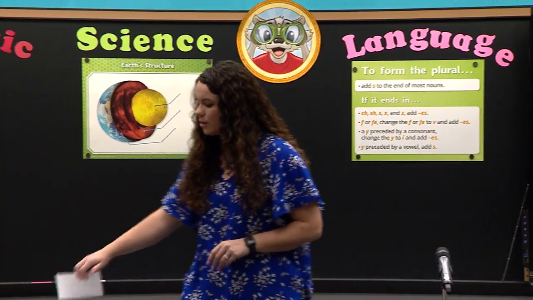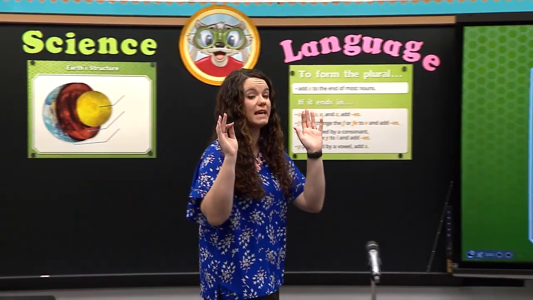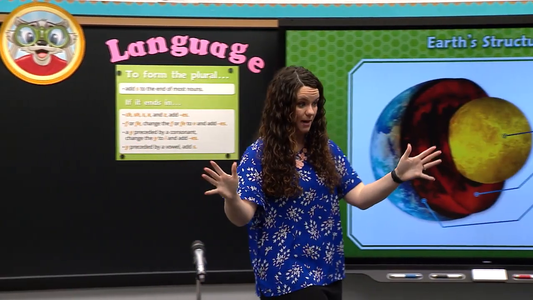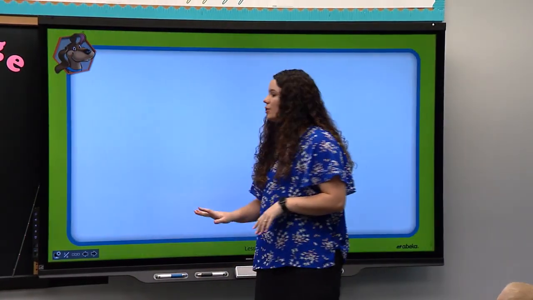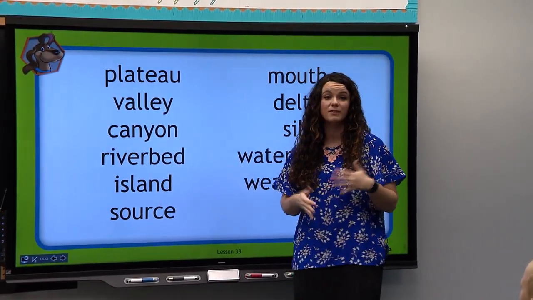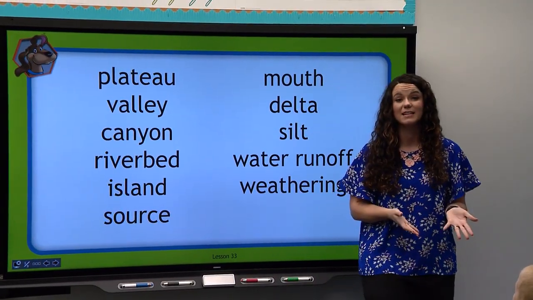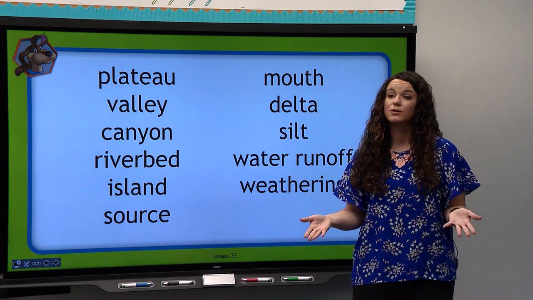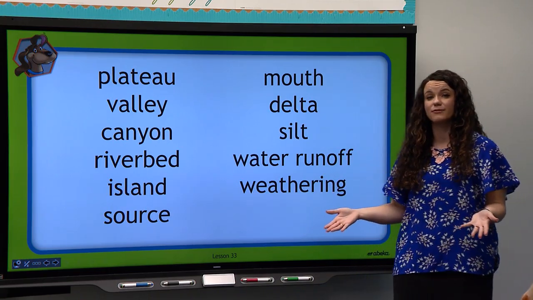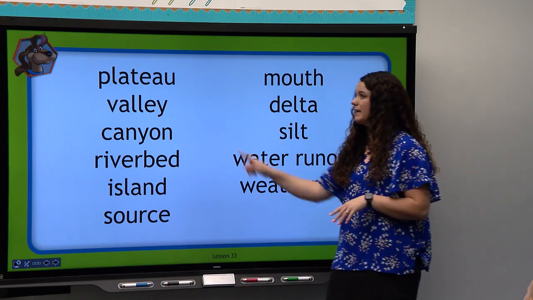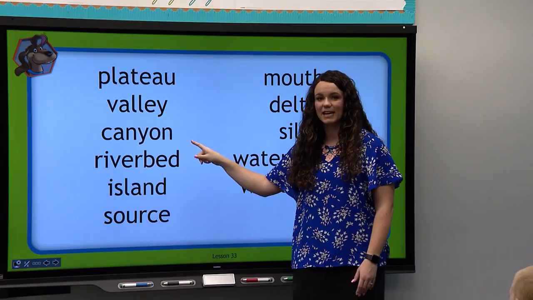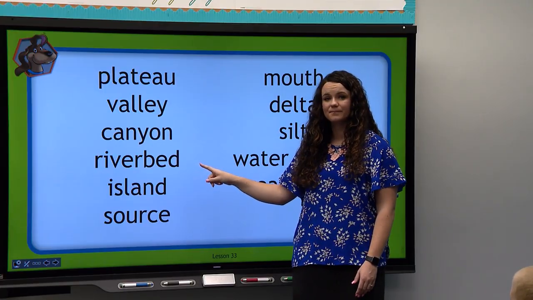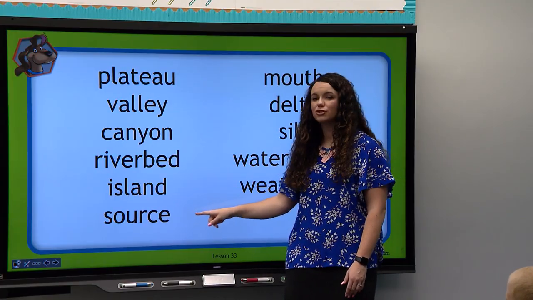Let's take a look at our words to watch for in this lesson, and we have a lot of them. Many, many important words to pay close attention to. You may have even learned about some of these terms in a geography class, maybe in a history class. You could see some of these as well as you're studying different maps. Repeat them after me. Plateau. Plateau. Valley. Valley. Canyon. Canyon. Riverbed. Riverbed. Island. Island. Source.